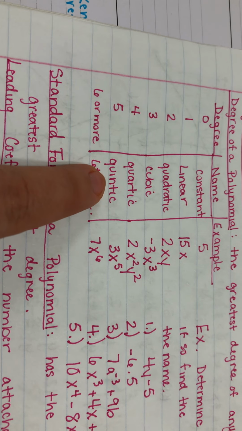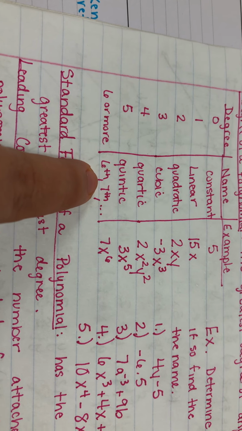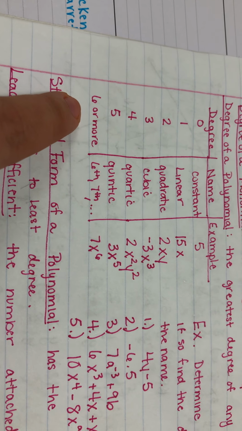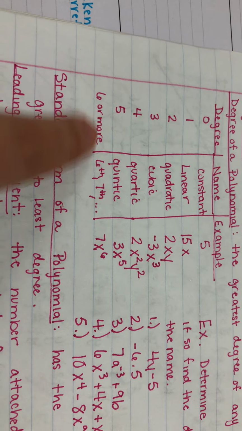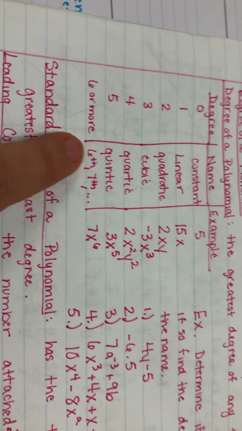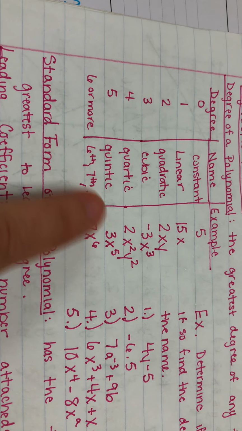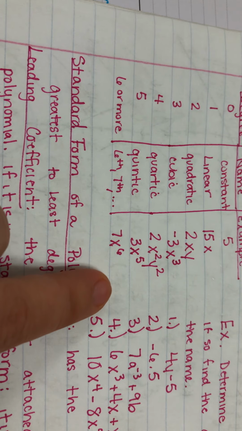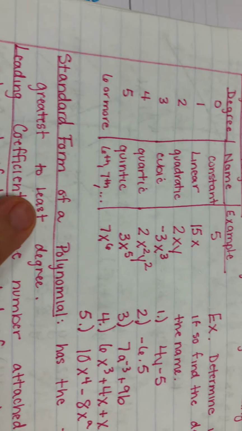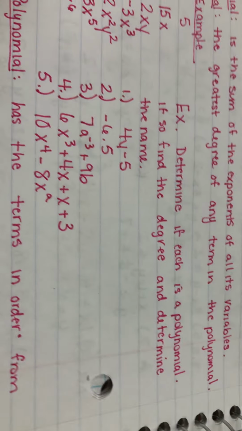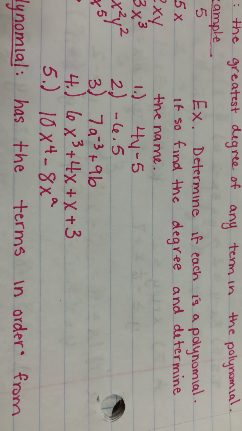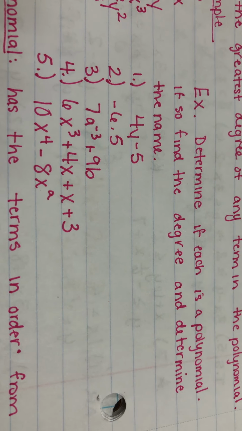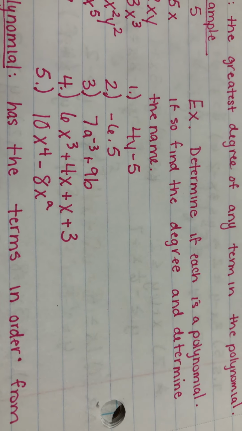Okay. And then 6 or more, we just call it that degree. So if you had a 9th degree polynomial, you'd literally say 9th degree because apparently they got tired of coming up with names, okay? So you just say 6th degree monomial, 7th degree monomial, okay? So over here, determine if each is a polynomial. If so, find the degree and determine the name.